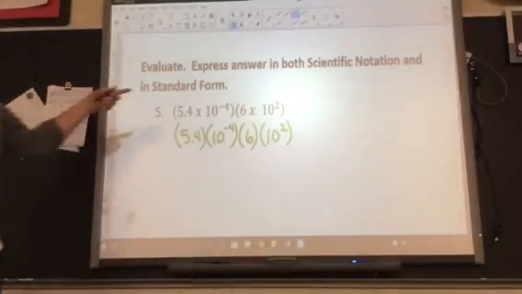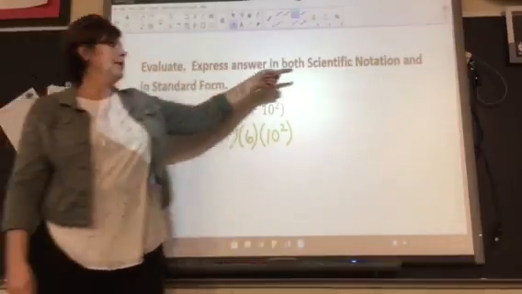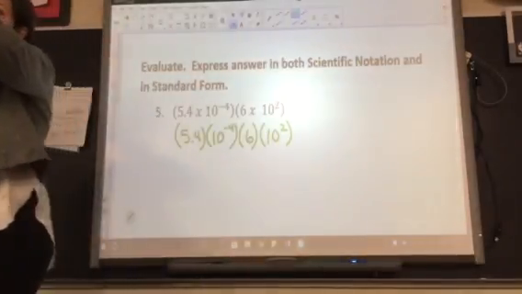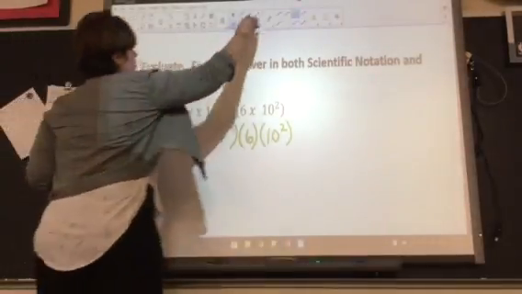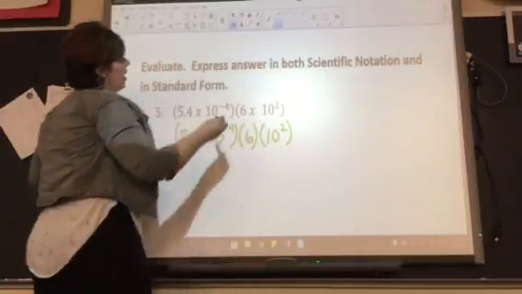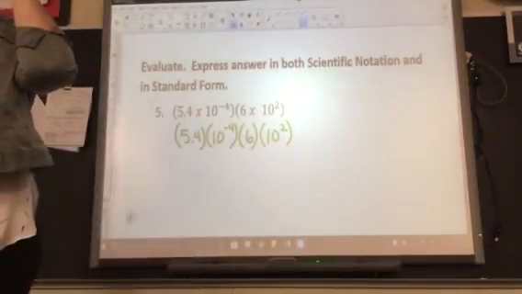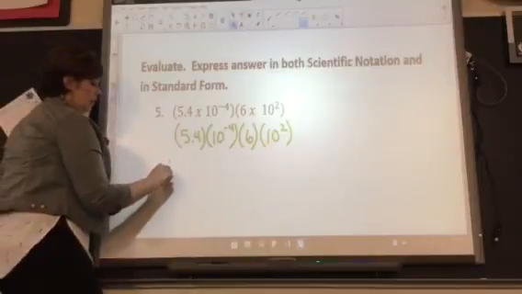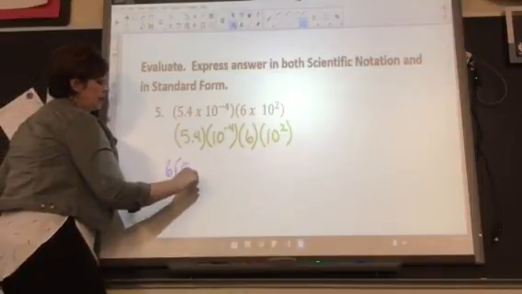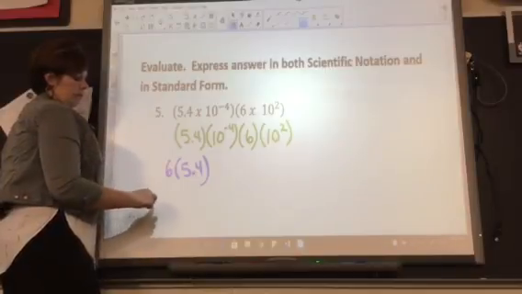Because you have to write your answer both ways, in standard form and in scientific notation. So yes, you could plug that into your calculator. But let's pretend that we are roaming with the dinosaurs and we don't have a calculator. All I have is my brain. How could I do this with just my brain, not a calculator? Well, you multiply 6 times 5.4, and that'd be 32.4.